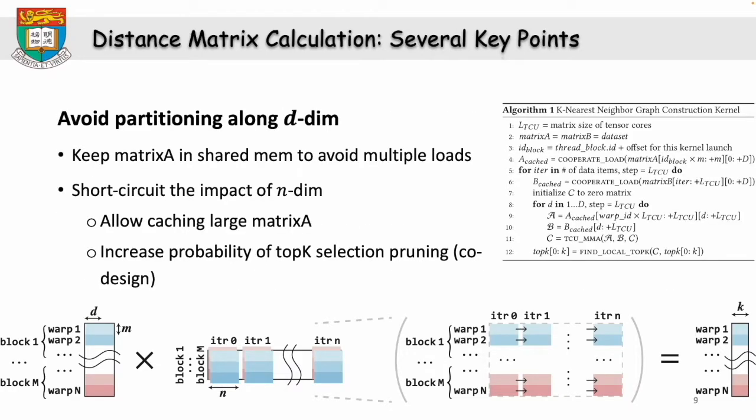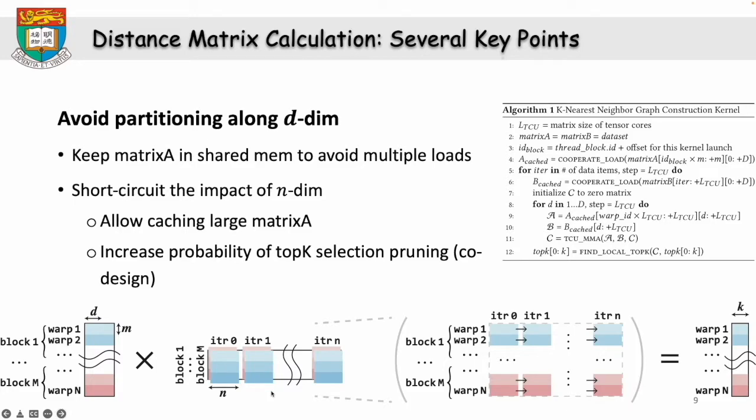The most important parameters are tiling sizes. Because of the workload assignment, algorithm 1 does not partition the computation along the D dimension. Each warp iterates matrix B with a loop in batches and multiplies it with the same tile of matrix A. Intuitively, keeping the tile of matrix A in shared memory can avoid loading it multiple times. Moreover, it short-circuits the impact of the tile size along the n dimension.